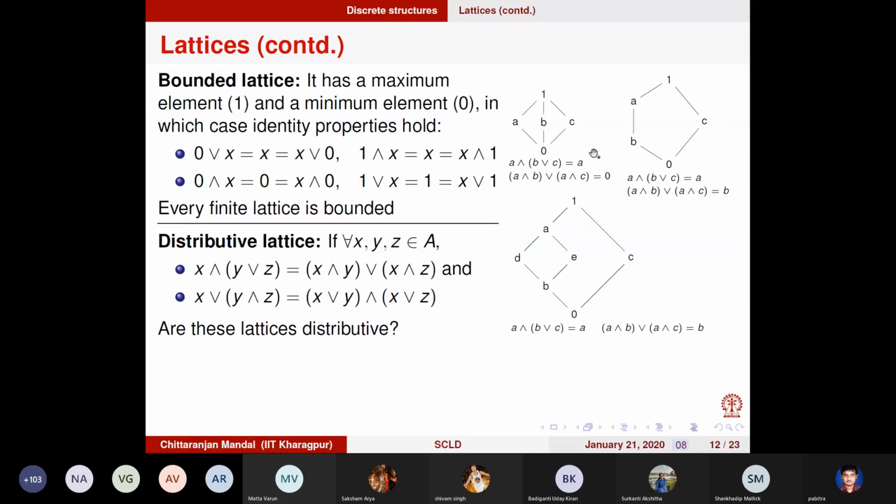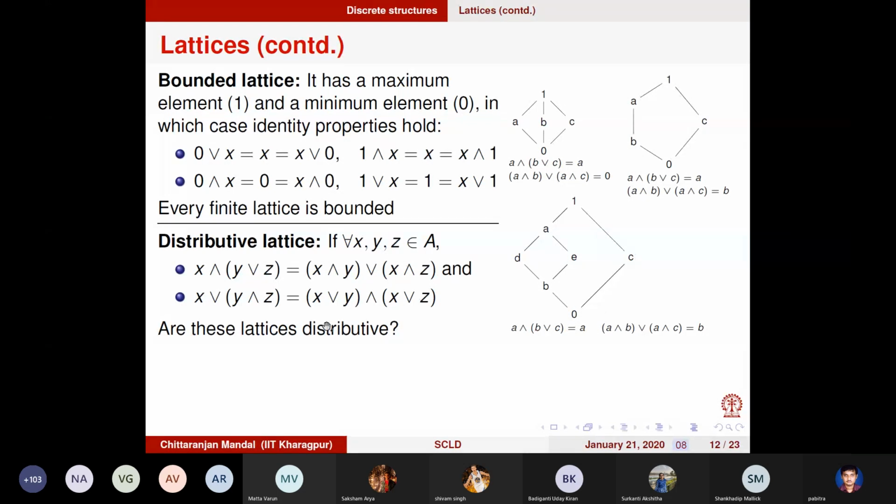Again, I think all this you can easily verify. So this is 1, this is 0. You take any element, you can easily verify these properties, just by applying the definition of meet and join. Okay, so now another important property.